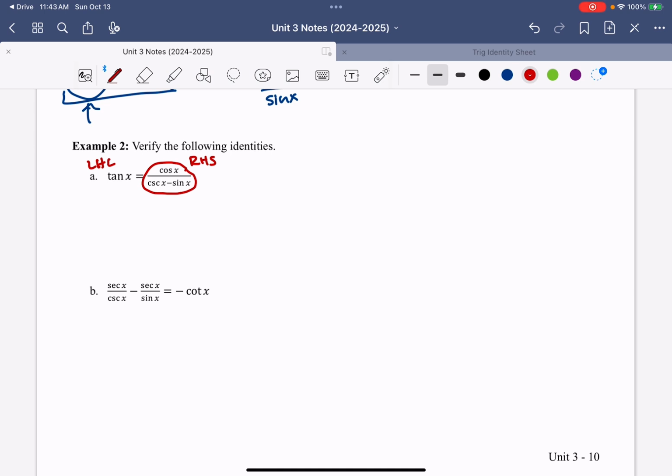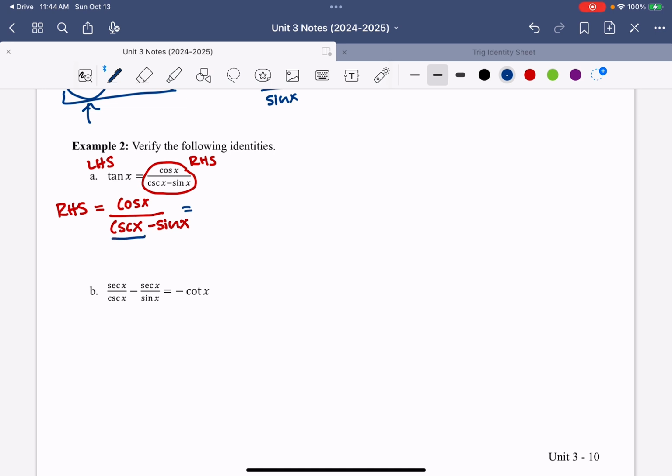So when I go to write this, I always like to just state which one I'm starting with. So I'm starting with the right-hand side. Why did I write LHL? This should be left-hand side. There we go. Okay, so the right-hand side was equal to cosine of x over cosecant x minus sine x. All right, so here we go, trying to make this be tangent.